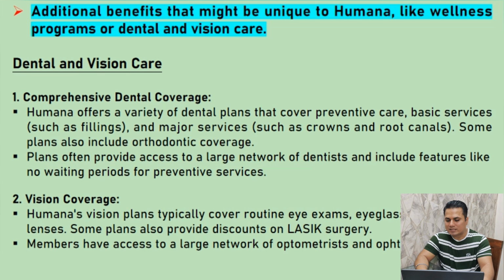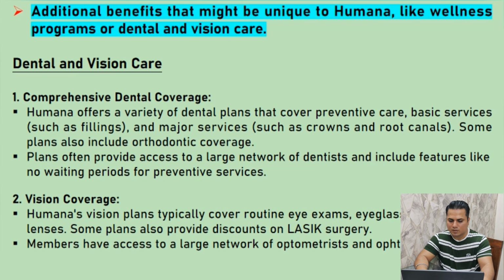Plans often provide access to a large network of dentists and include features like no waiting period for preventive services. Number two, vision coverage. Humana's vision plans typically cover routine eye exams, eyeglasses, and contact lenses. Some plans also provide discounts on LASIK surgery. Members have access to a large network of optometrists and ophthalmologists.